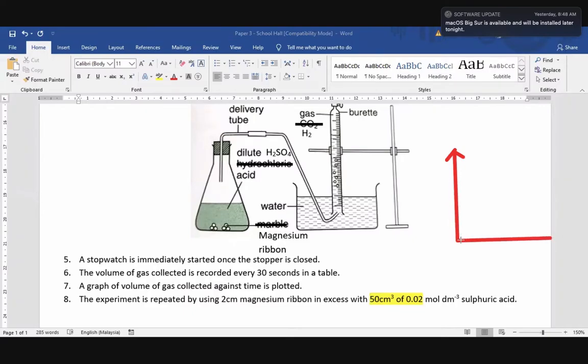I may have the graph, they are going for the maximum line, something like that. Because the same, so the total volume of gas collected will be the same, the maximum. Okay.